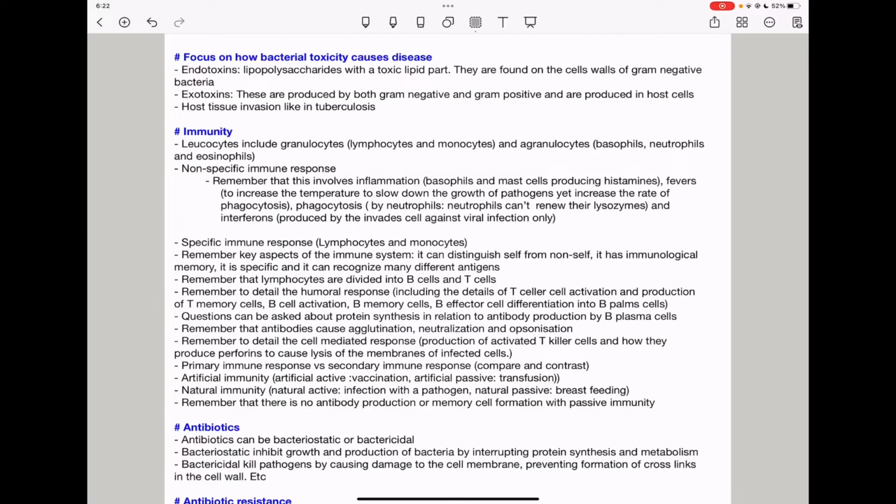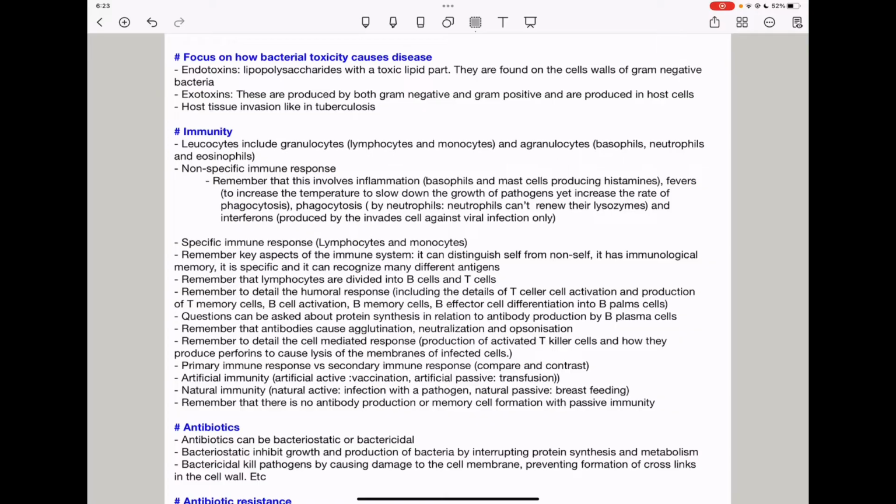Inflammation is caused by basophils as well as mast cells producing histamines, and these histamines are going to trigger inflammation. Fevers are caused in order to increase the temperature so that the growth of the pathogens is slowed down in order to increase the rate of phagocytosis. Phagocytosis, of course, is going to be caused by neutrophils as they release lysozymes onto these pathogens. However, we need to know that neutrophils cannot carry out phagocytosis for longer periods of time because they cannot renew their lysozymes. Interferons are produced due to invasion by viruses. So they are produced by cells that are being invaded by viruses in order to fight off the infection.